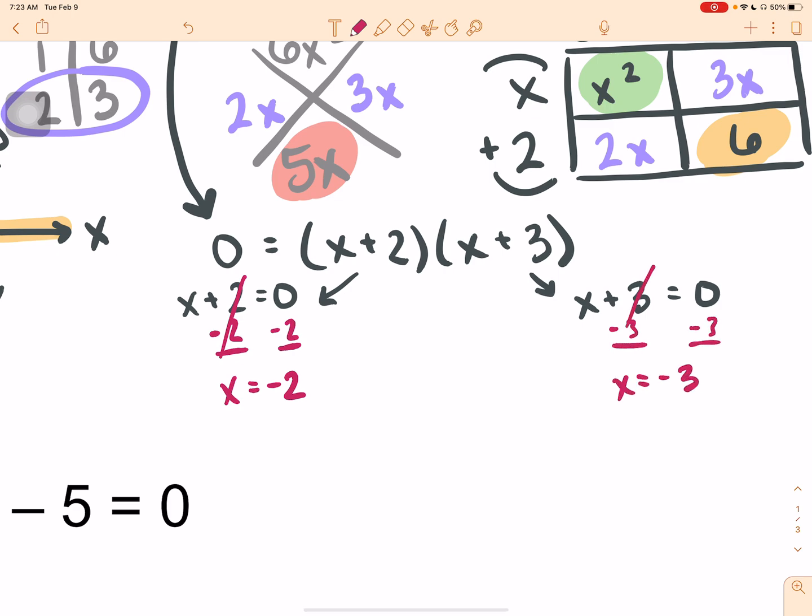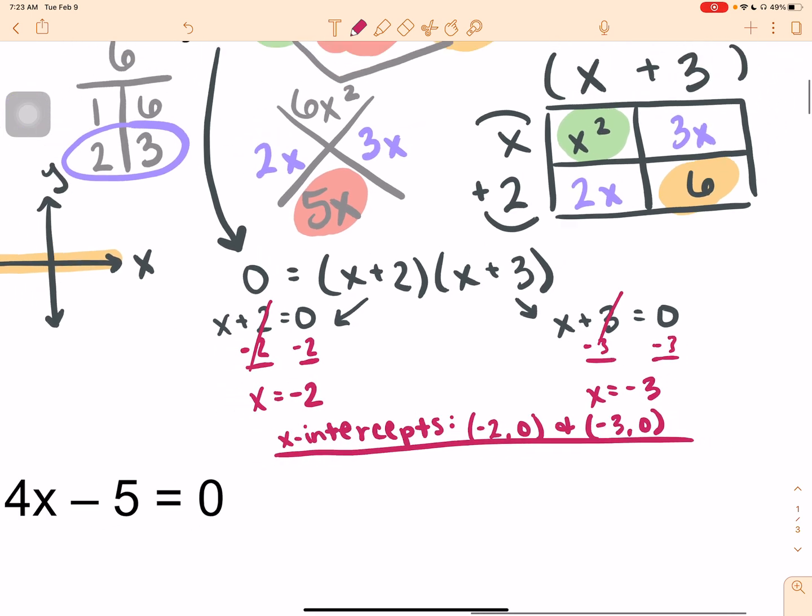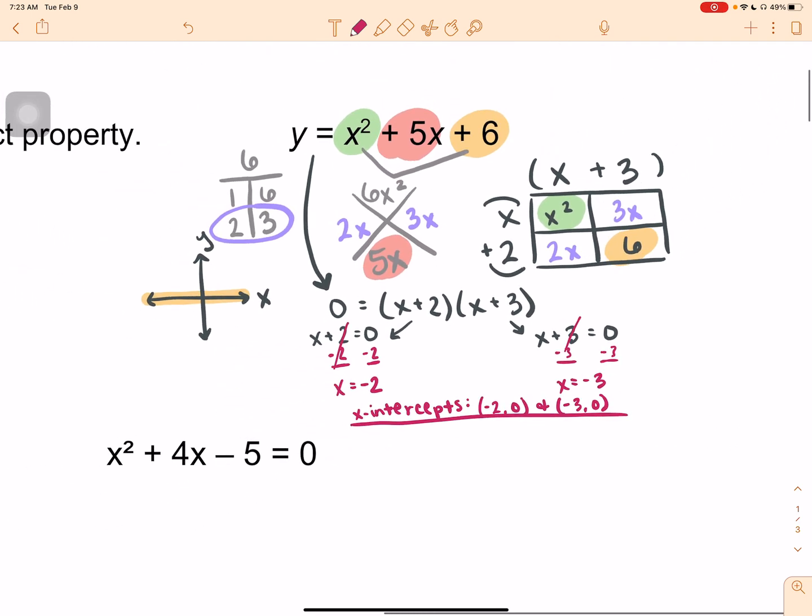So your x-intercepts, or your solutions, your roots, your zeros, whatever the problem calls it, they're all the same. Your x-intercepts are negative 2, 0, and negative 3, 0. And that's your answer there. Remember to pause throughout the problems as well, because I am going faster than usual.